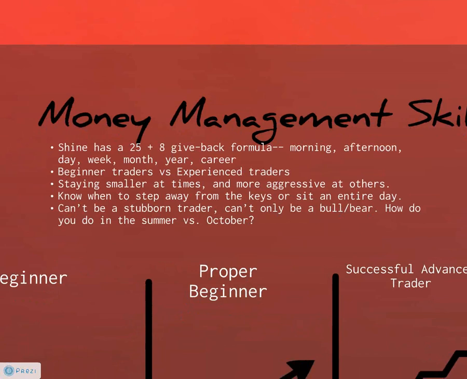Money management skills, right? And this is, once again, literal black and white. Shine has a 25 plus 8 give back formula, okay? I don't care how you translate that. That could be for the morning, the afternoon, the day, the week, the month, the year, or your career. It just needs to be followed. Mathematical equation, momentum trading, capitalizing on that. This is your guideline. This is what I use for my own trading.